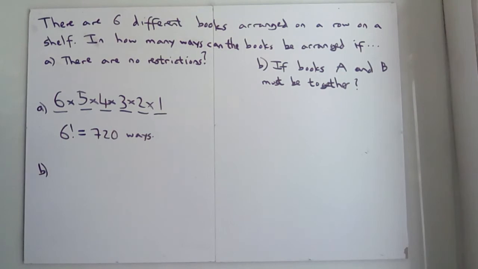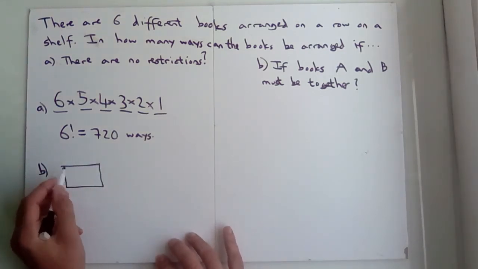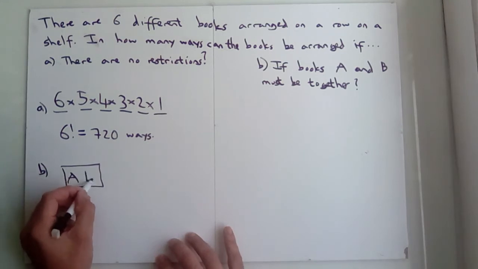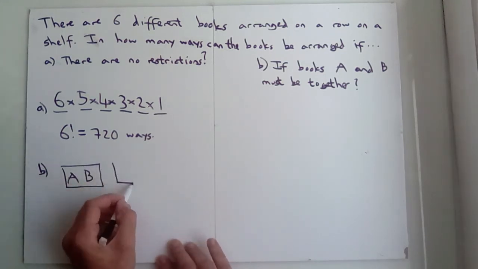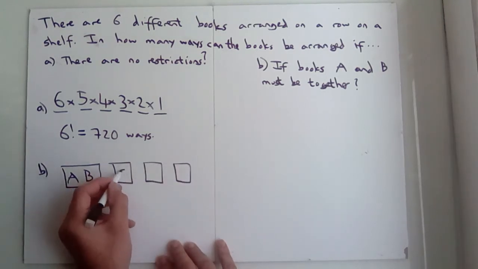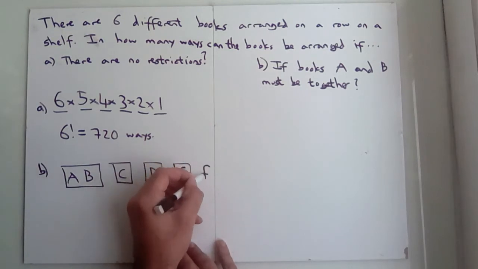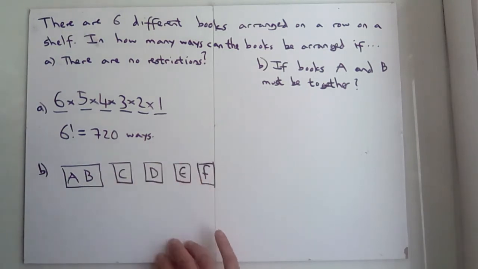What if A and B must be together? Now, what I would do is put A and B together and consider it as one object. So this is our AB as one block. And then you've got the rest of the books, so you've got C, D, E, and book F. So you've got your 6 books.